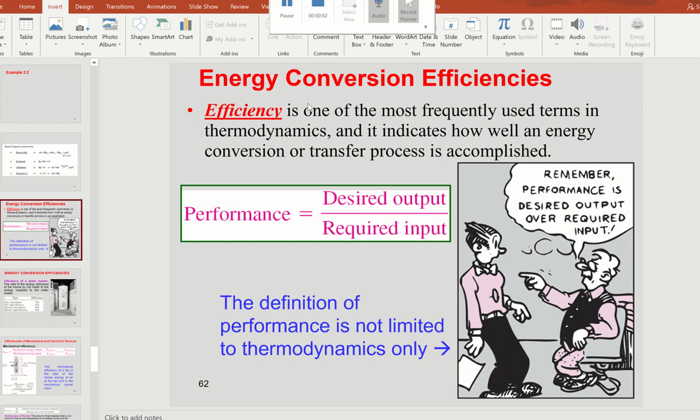Hi, in this video we're going to be talking about a concept called efficiency in thermodynamics. Efficiency is one of the most frequently used terms in thermo. It indicates how well an energy conversion or transfer process is accomplished, right? Efficiency is normally denoted by the Greek letter eta. It is the desired output over the required input. Okay, desired output over required input.